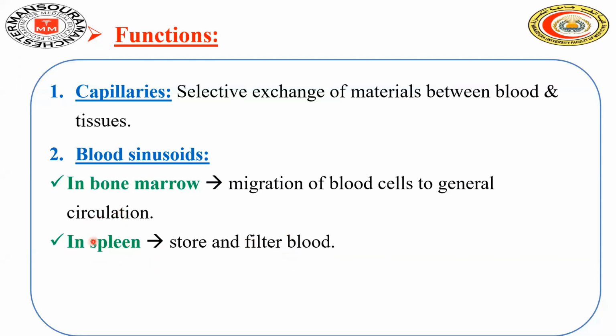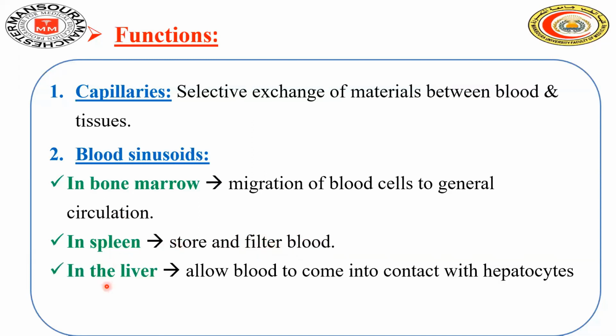So again, in the spleen, the blood sinusoids have two important functions: to store the blood for the time of need. For example, in hemorrhage, the spleen contracts to push the stored blood to the general circulation. And at the same time, it filters the blood passing through the sinusoids by the macrophages surrounding its wall. In the liver, the blood sinusoids allow the blood to come into contact with the hepatocytes.